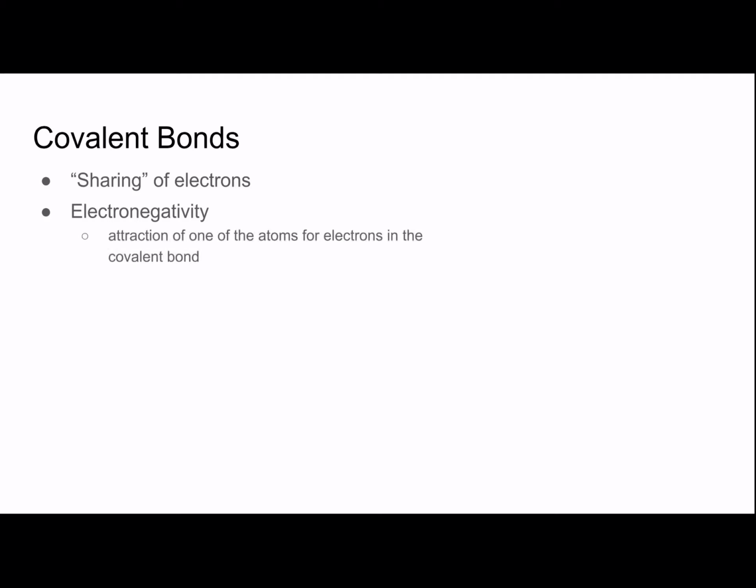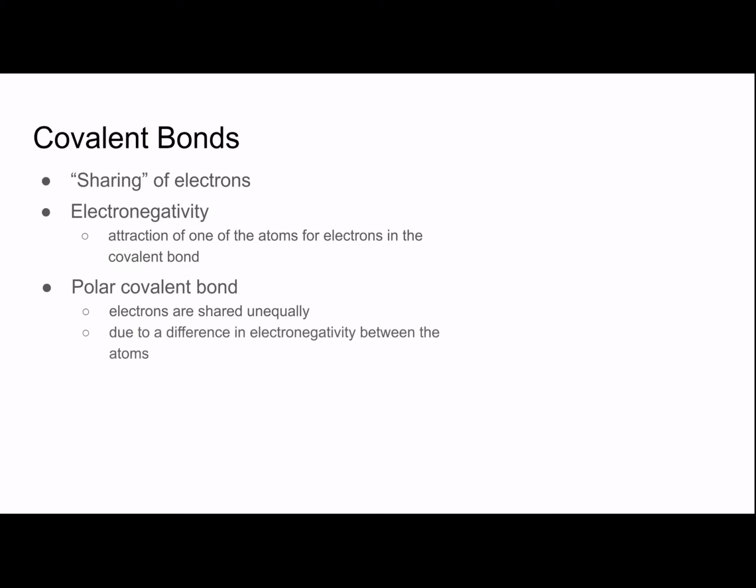So now let's talk about chemical bonds, starting with covalent bonds. So covalent bonds are the sharing of electrons. And now let's talk about electronegativity. So that's the attraction of one of the atoms for the electrons in the covalent bond. And this leads to polar covalent bonds, where the electrons are shared unequally between atoms. And again, this is due to a difference in electronegativity between the atoms. An example is water. And this leads to partial positive and negative charges in the molecule.